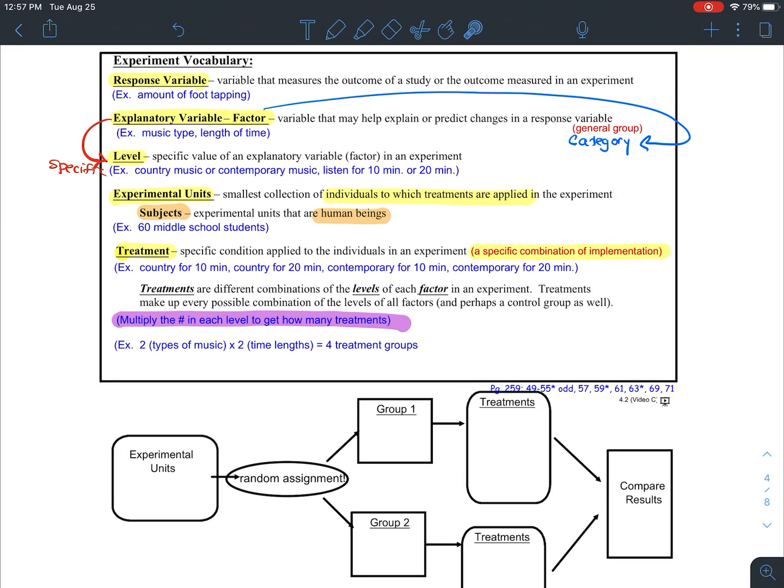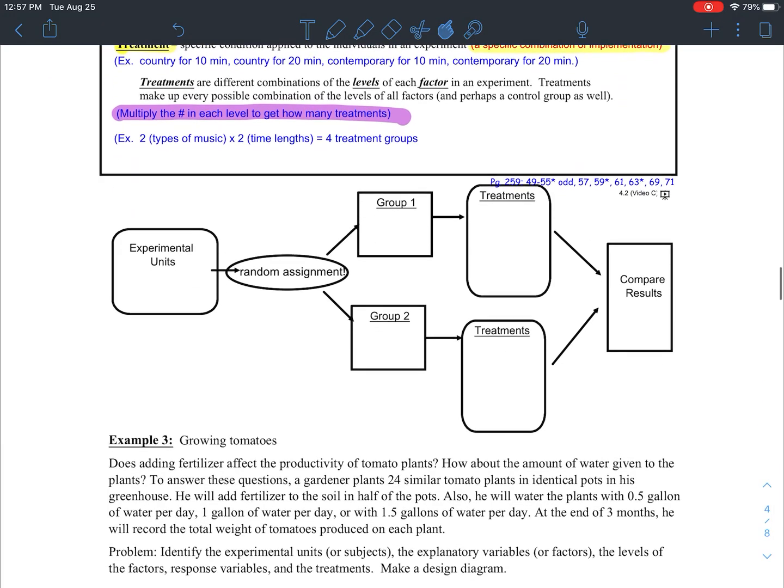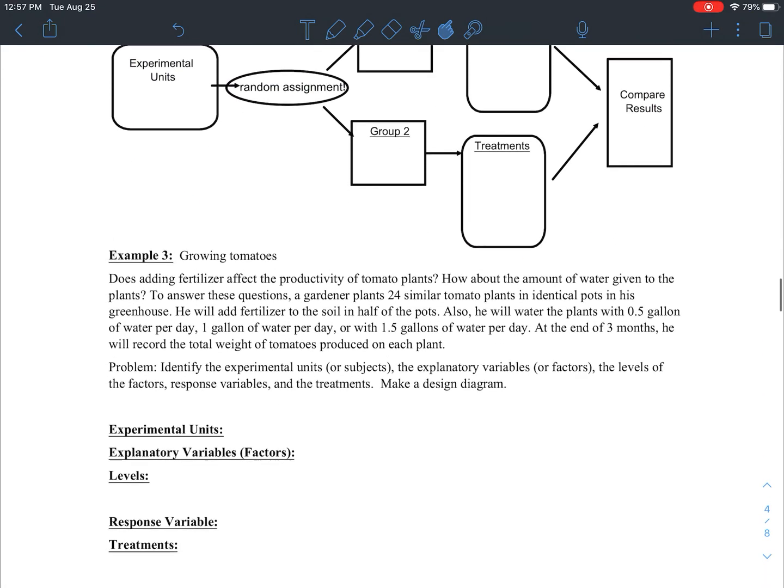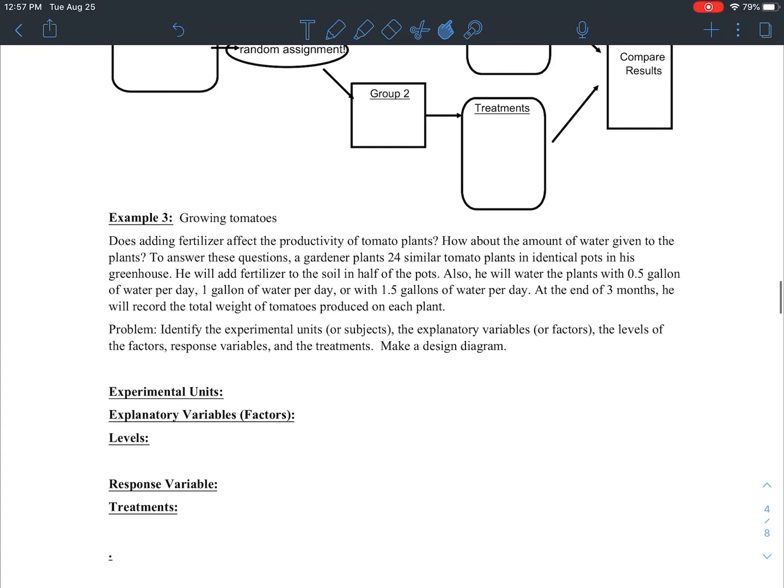Okay, still on section 4.2. The last video we ended talking about some of this experimental vocabulary. We said there was quite a bit of vocabulary in this experimental design. And let's look at an example. We'll come back and look at this diagram here in just a moment. But let's go ahead and look at this growing tomatoes example and see if we can identify the experimental units and all these different elements that are taking place here.